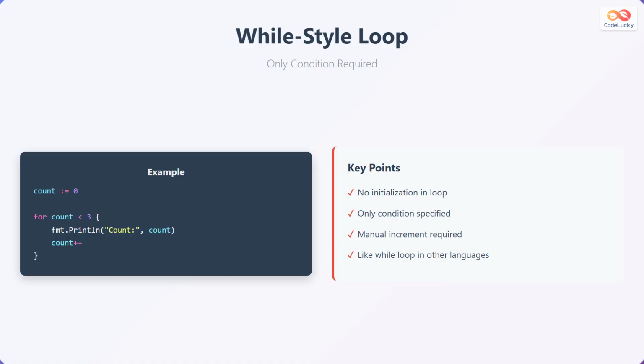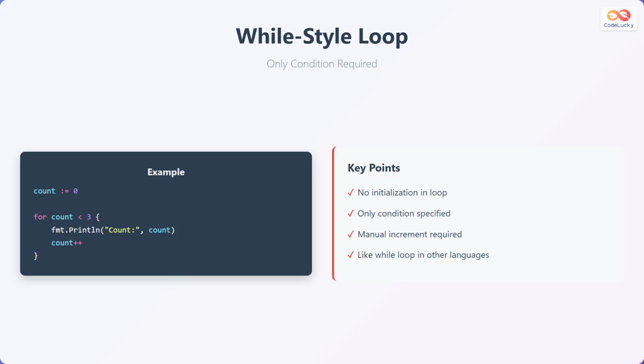Go's for loop can also mimic a while loop from other languages, requiring only a condition. Here's an example. First, we declare a variable count := 0. Then we create a for loop with the condition count < 3. Inside the loop, we print the count using fmt.Println(count), and then increment count by 1 using count++.